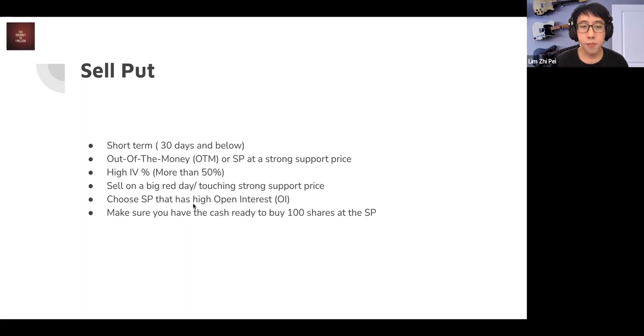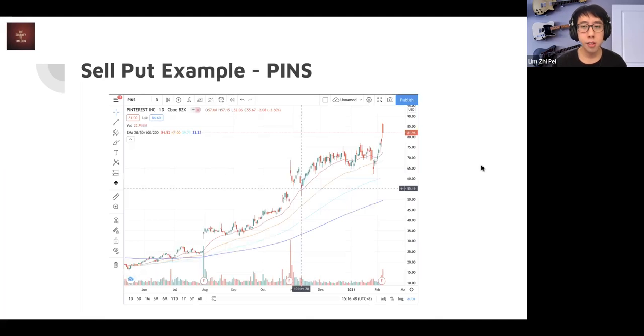And similarly, every time we trade options, we need to look at a high open interest options contract and make sure that you have the cash ready to buy the 100 shares at the strike price. So in this example, I use Pinterest.